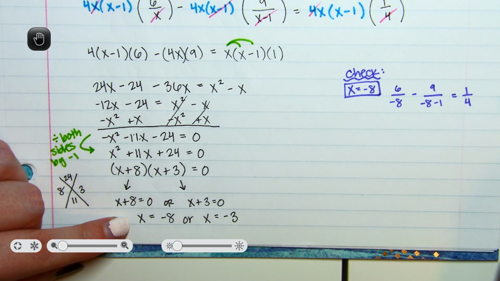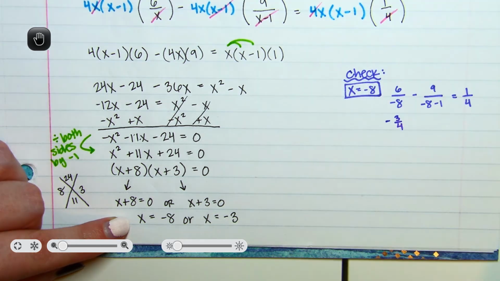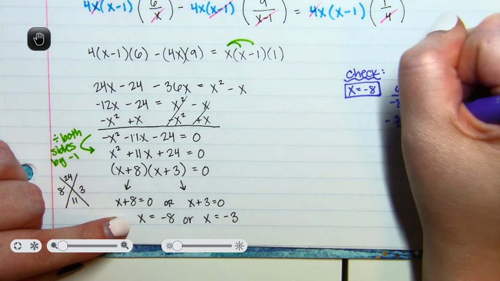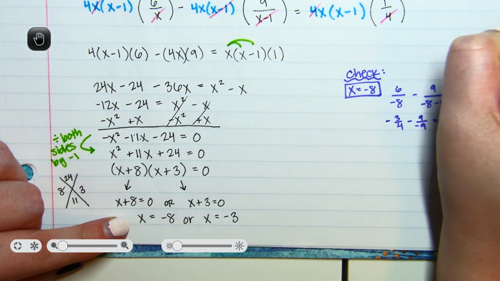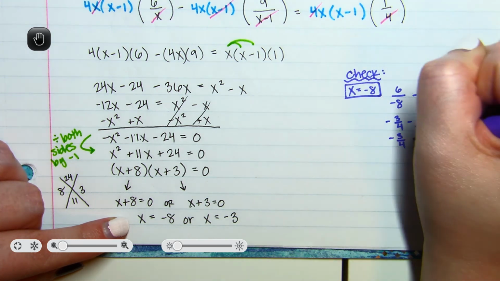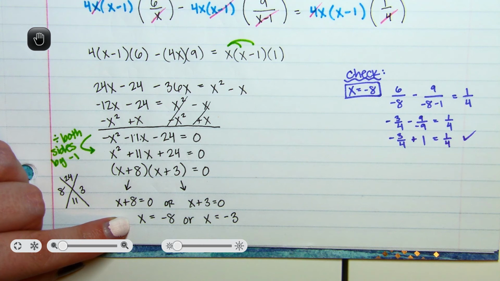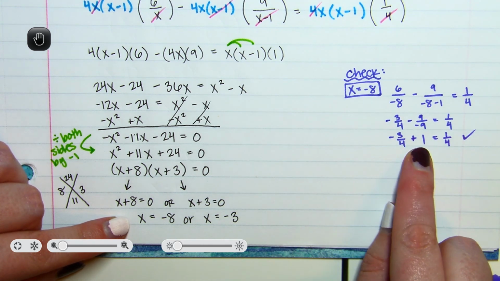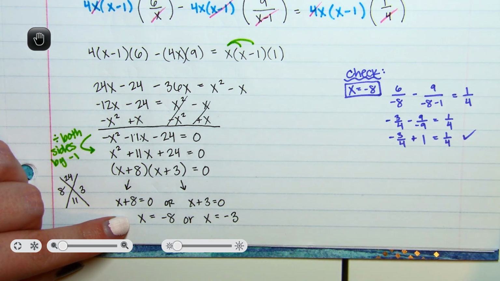So let's see, I'll go ahead and simplify that. So 6 over -8 is -3 over 4. And then -8 minus 1 is -9. So minus 9 over -9 equals 1/4. So -3 over 4 plus 1 equals 1/4. That's a true statement. -3/4, this is like adding 4 over 4. It's positive 1/4. So it works.